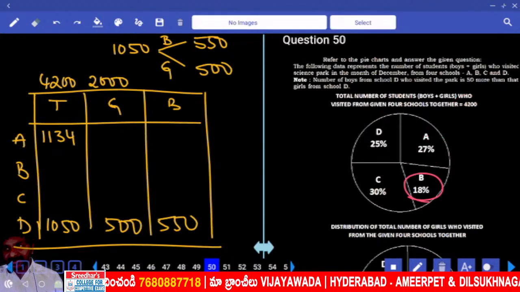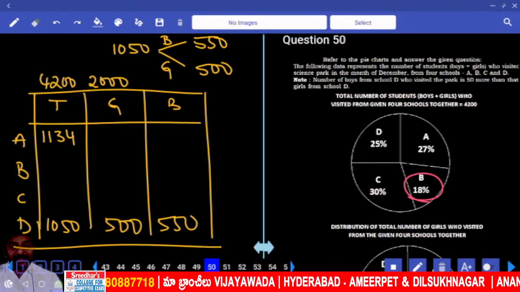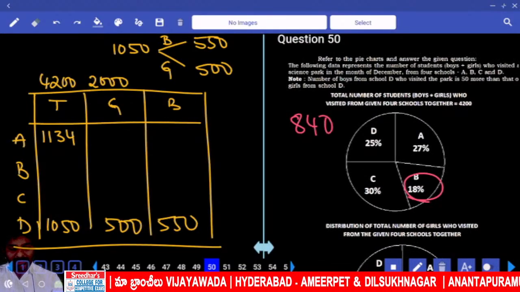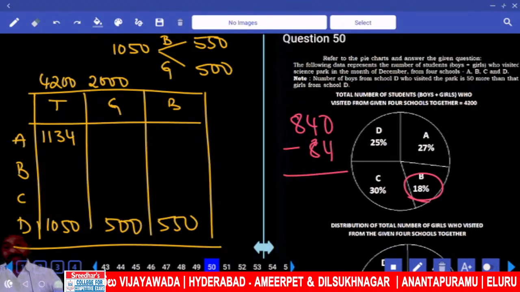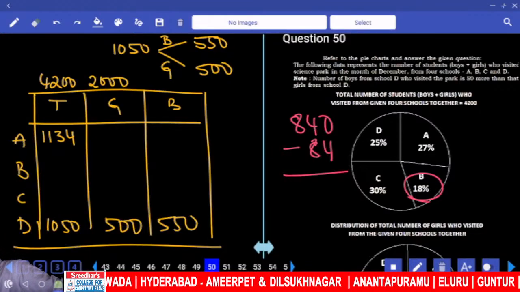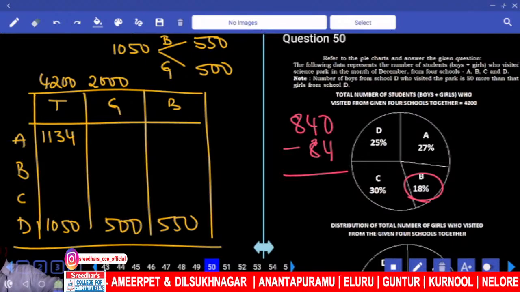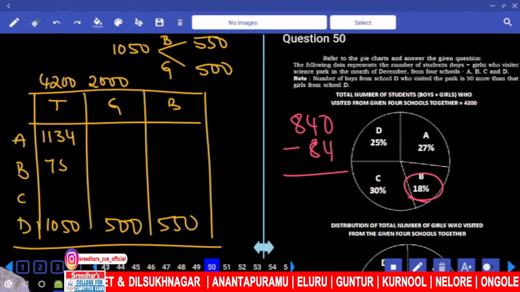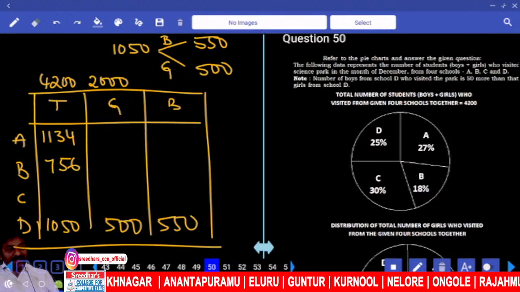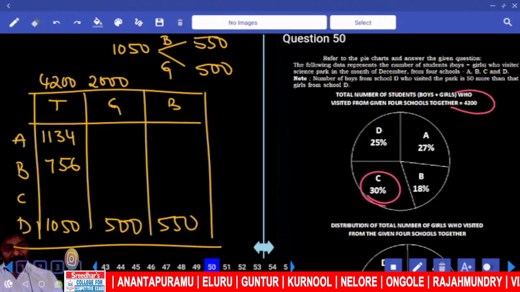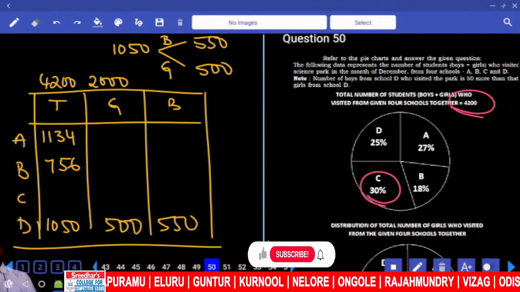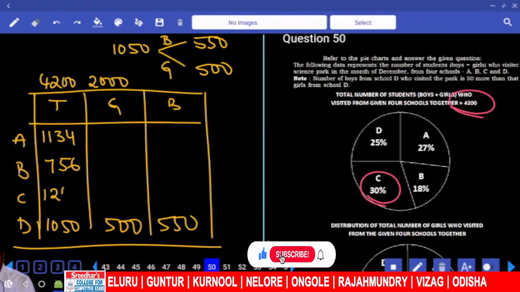18%. 20% minus 2%. 20% is 840. 2%: instead of 84, you subtract 100. Add 16. Subtract 100. 740. Add 16. 756. Next is 30%. 10% is 420. 420 3 times. 1260.